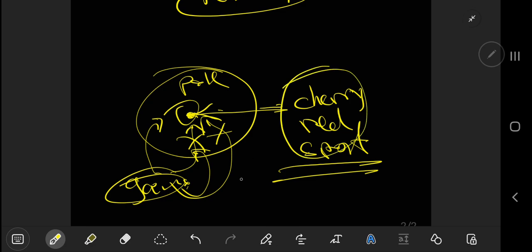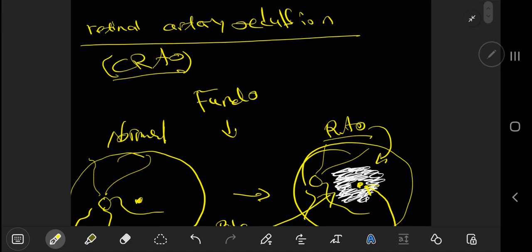And again, we get this phenomenon, this image, which looks like a cherry red spot. This is the reason for the cherry red spot in fundoscopy, especially in retinal artery occlusion, but not only.